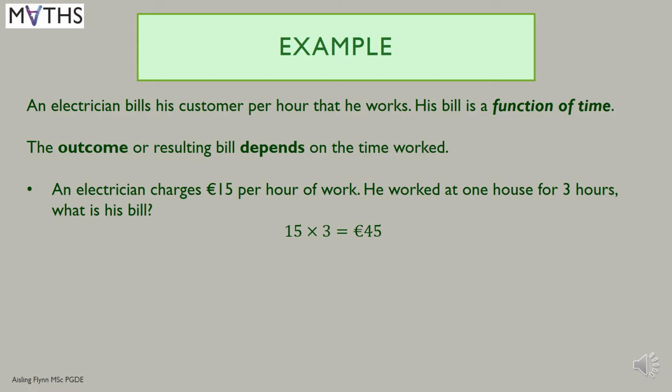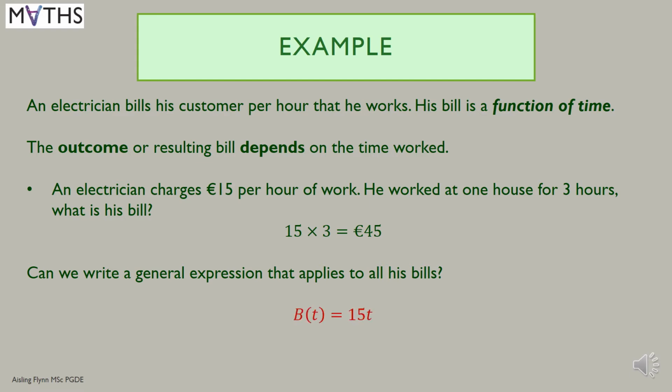So some details. An electrician charges €15 per hour of work. He worked at one house for 3 hours. What is his bill? So that's 3 hours at €15 per hour. So 15 times 3 gives 45. Can we write a general expression that applies to all his bills? Well, yes, we can.